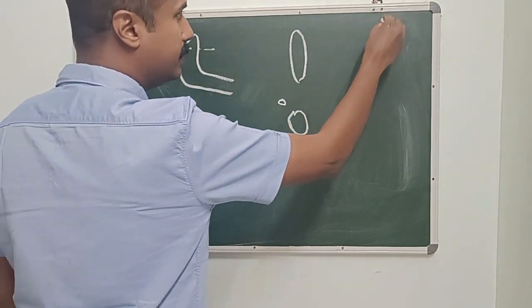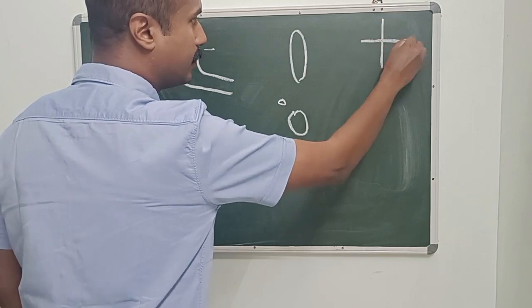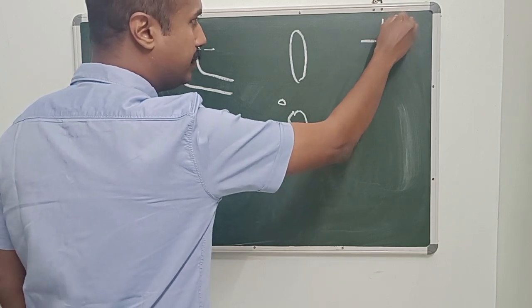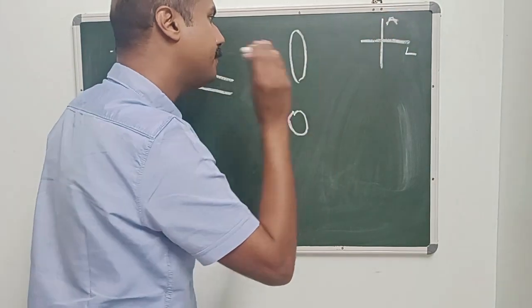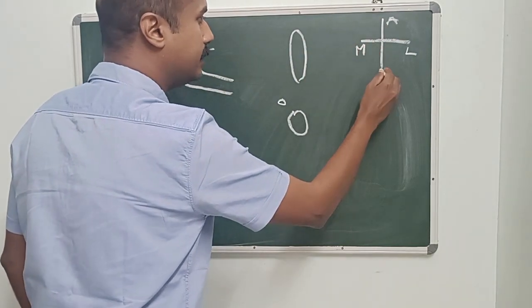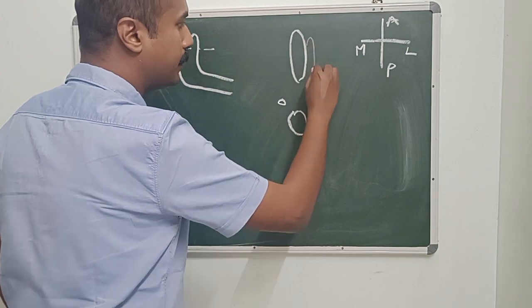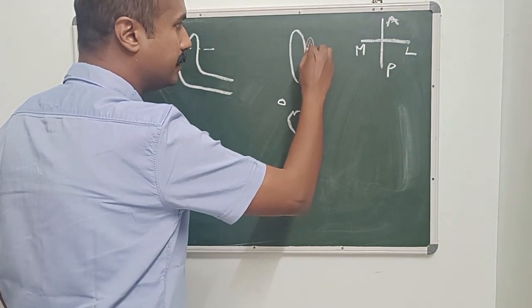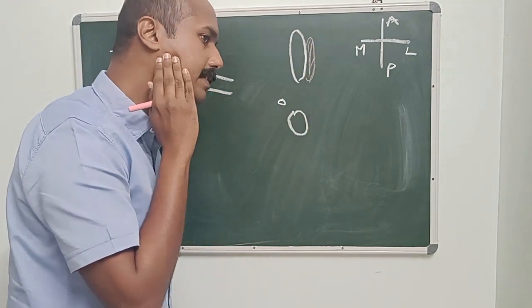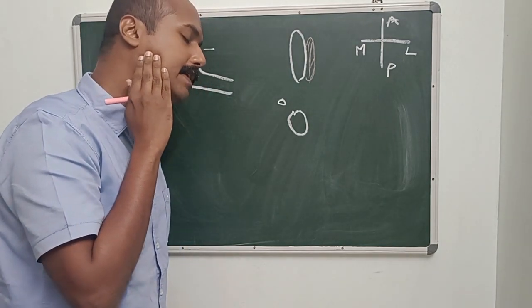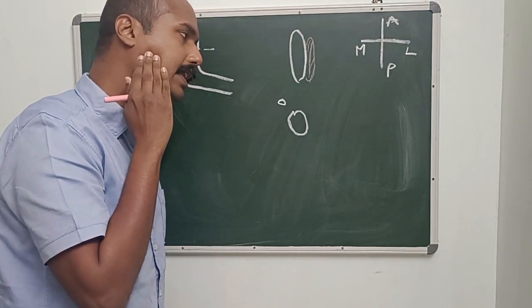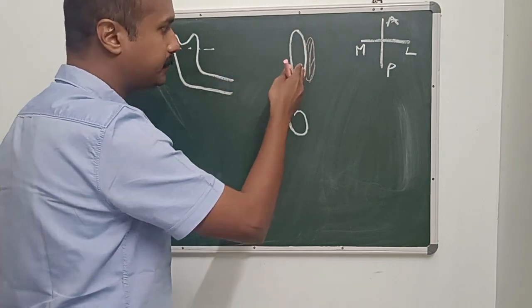So let me just orient you with this compass. This is anterior. This is lateral. This is medial. And this is posterior. Over here you will have a muscle. Okay, this is the place where you have a muscle, and this muscle is the masseter. You can palpate the masseter when you clench your teeth. Okay, that is the masseter muscle.